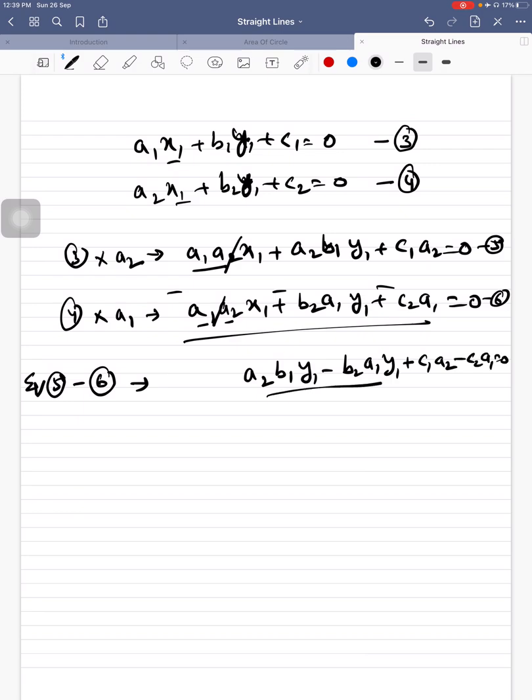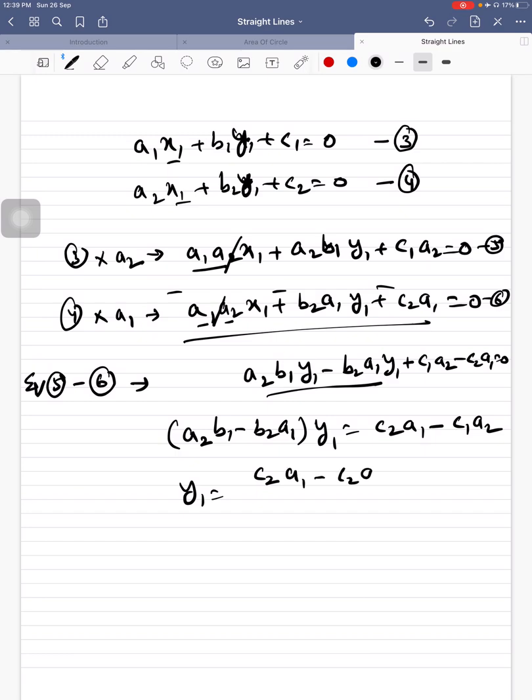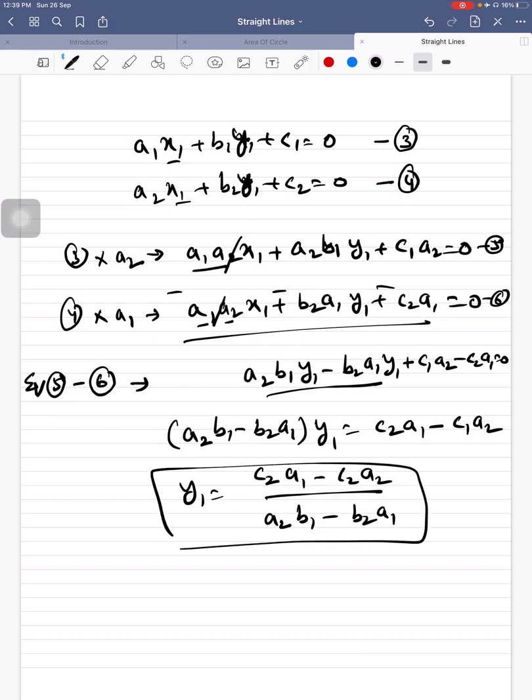Now the final result equals 0. Taking y1 common, y1 equals (c2 a1 minus c1 a2) divided by (a2 b1 minus b2 a1). This is for y1.